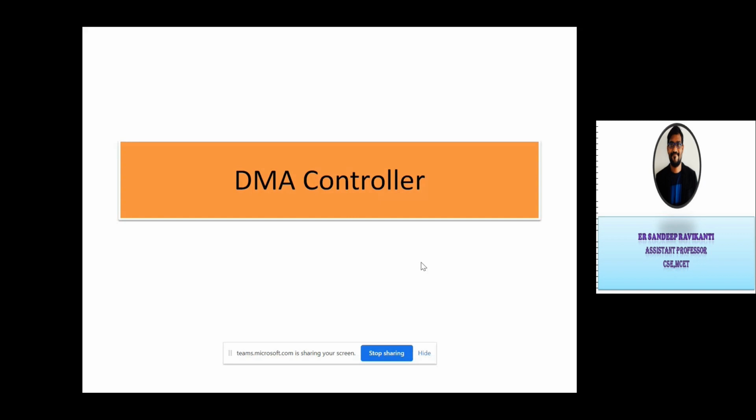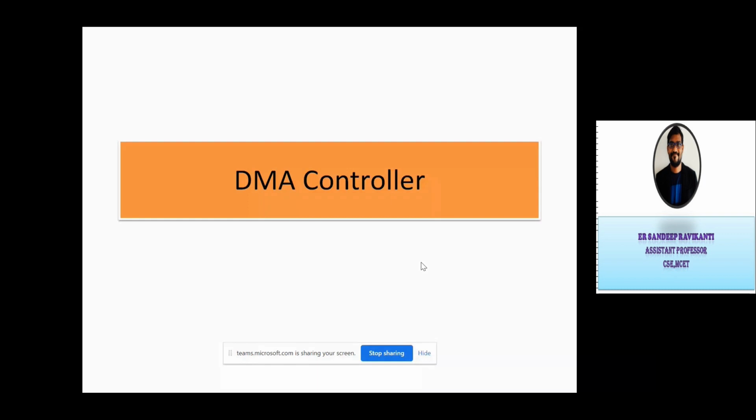What is the need of the direct memory access controller? In simple terms, if you want to perform high-speed data transmission between memory and the peripheral devices, we make use of a special circuit called the DMA. So the DMA controller is used for achieving high-speed data transmission between the memory and the peripheral devices.